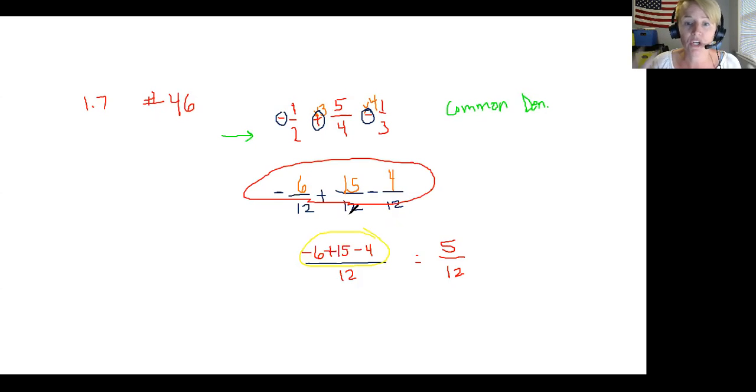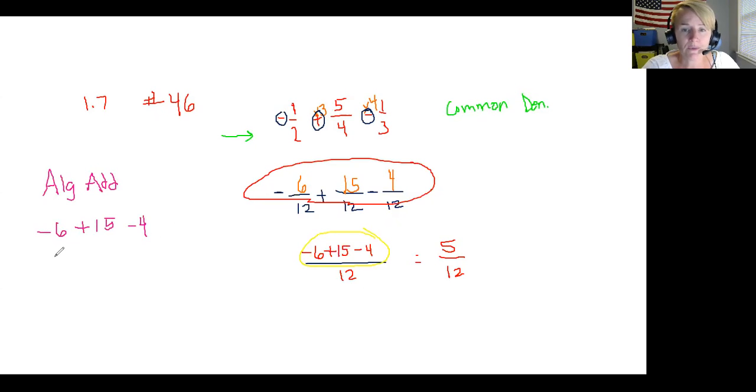I do it better viewing it as a timeline or a number line, but that doesn't work for everybody. So if it doesn't work for you, then you could do something called algebraic addition. Some people call it addition of the opposite, but algebraic addition would have you solve it like this. You would do -6 plus 15 minus 4.